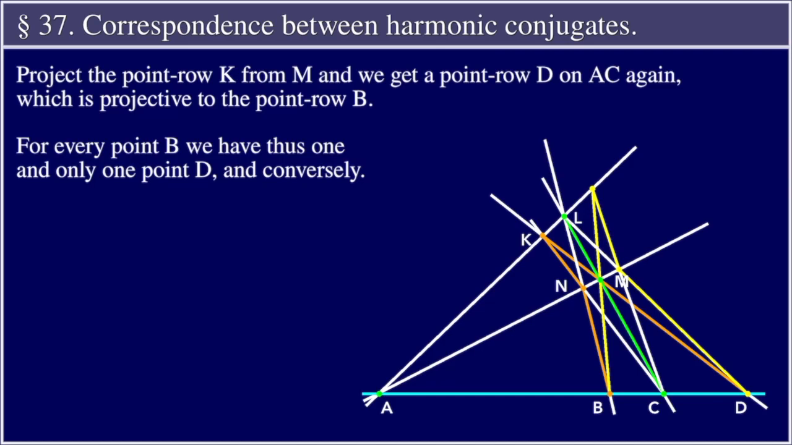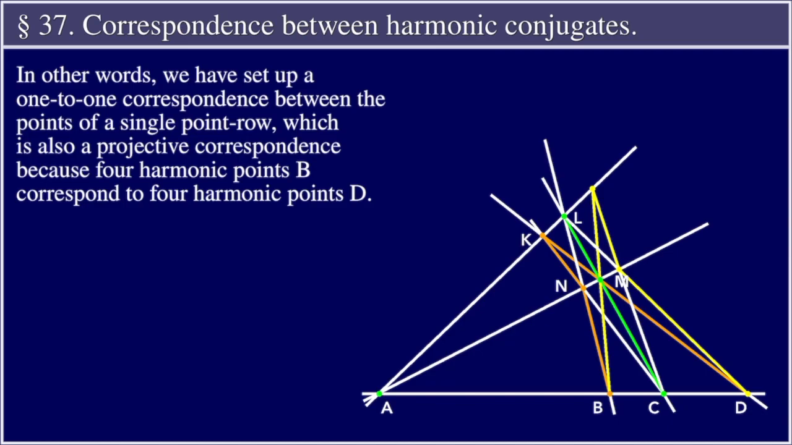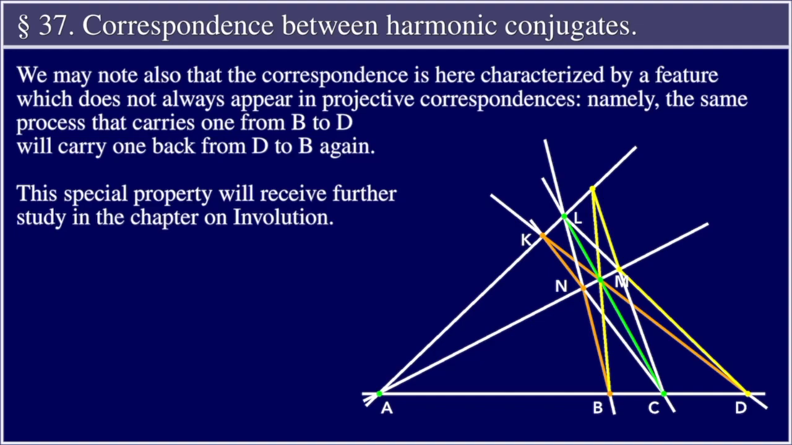In other words, we have set up a one-to-one correspondence between the points of a single point row, which is also a projective correspondence, because four harmonic points B correspond to four harmonic points D. We may note also that the correspondence is here characterized by a feature which does not always appear in projective correspondences, namely, the same process that carries us from B to D will carry us back from D to B again. This special property will receive further study in the chapter on involution.